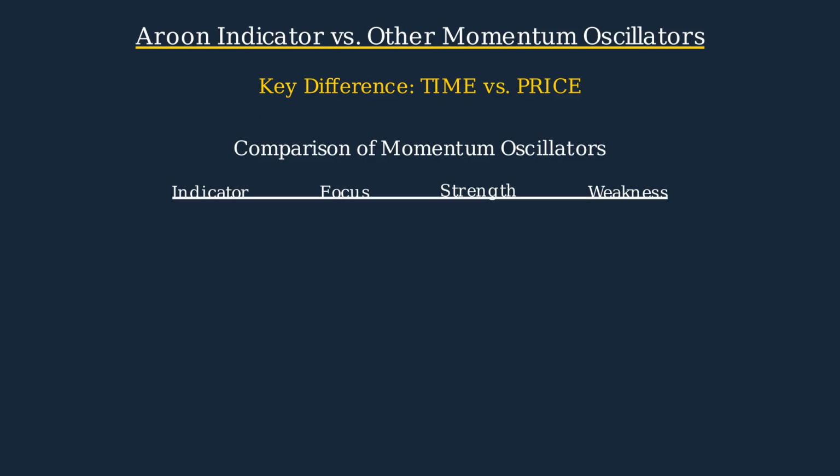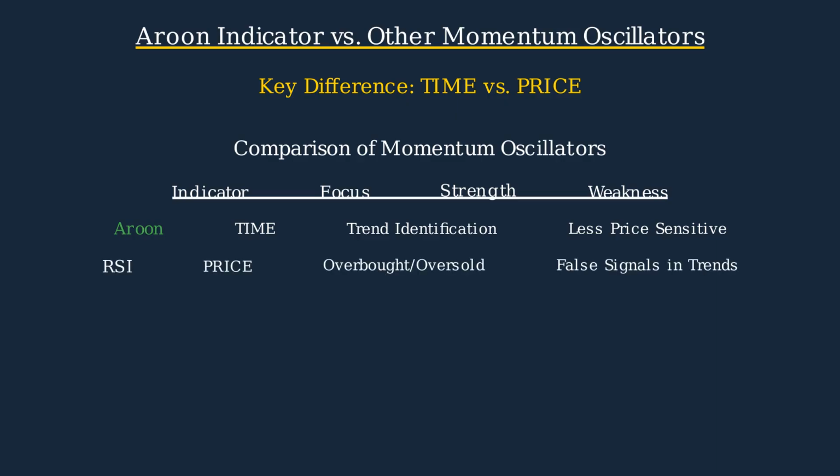Let's compare how Aroon, RSI, and MACD differ in their approach to market analysis. Aroon measures how long it has been since a high or low occurred, focusing on the time element of price movement. RSI, or Relative Strength Index, measures the speed and magnitude of price movements, identifying overbought and oversold conditions. MACD, or Moving Average Convergence Divergence, focuses on the relationship between moving averages of price, highlighting momentum shifts.